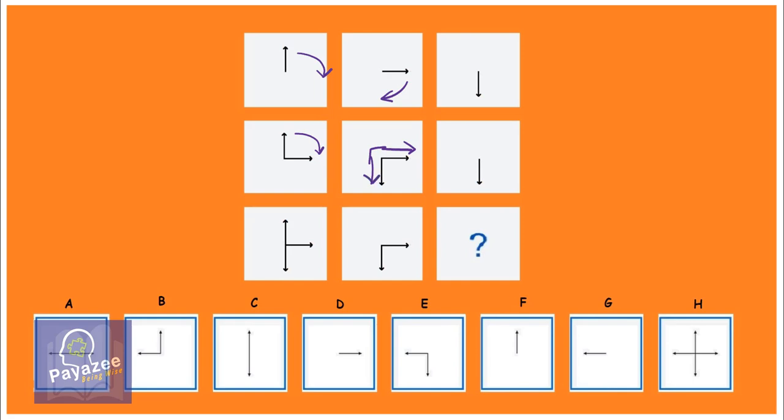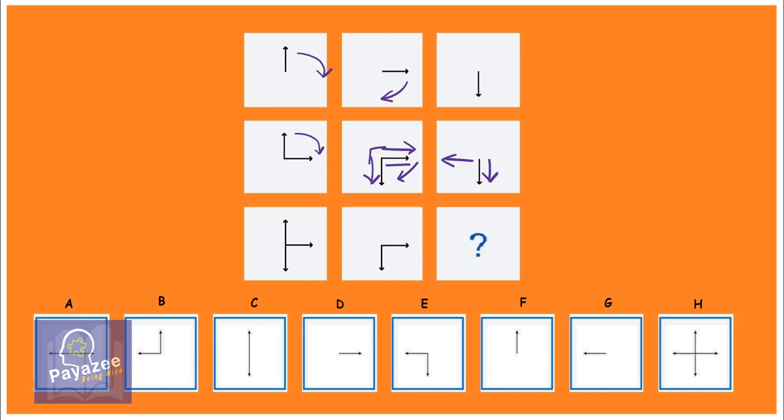And again, if we rotate clockwise in the same direction, this arrow will become pointing to the down direction, and this arrow gets hidden. So if you have noted this one, this arrow is hidden, it is not visible. Okay, let's move to the third row.